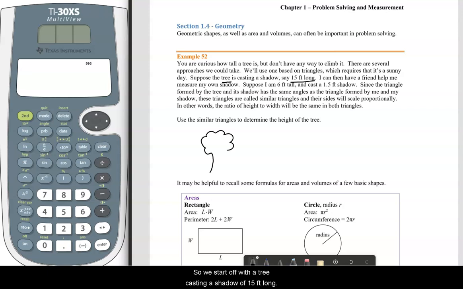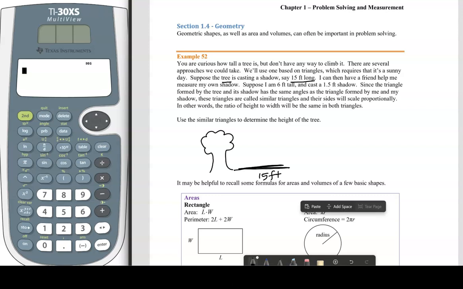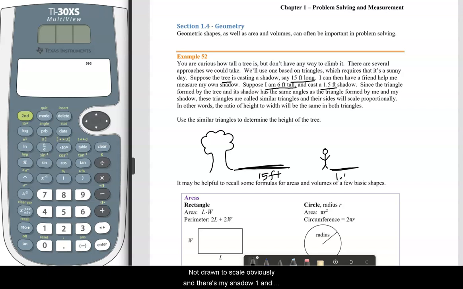So we start off with a tree casting a shadow of 15 feet long. And then I'm going to compare the shadow of that tree to myself. I'm going to have a friend help me measure my height and my shadow. So suppose I am 6 feet tall and I cast a 1.5 foot shadow. So here I am, not drawn to scale, obviously. And there's my shadow, 1.5 feet, and my height of 6 feet.